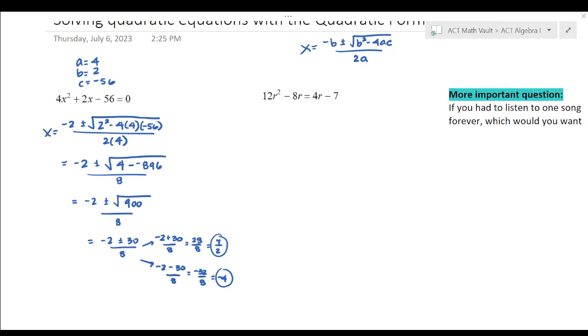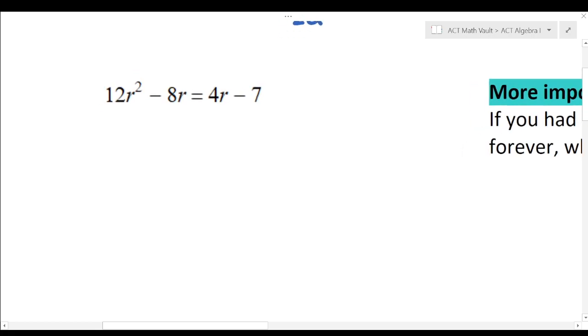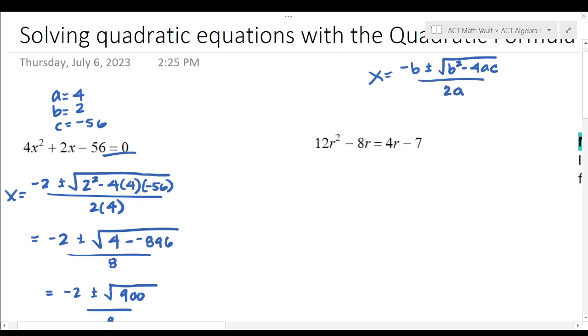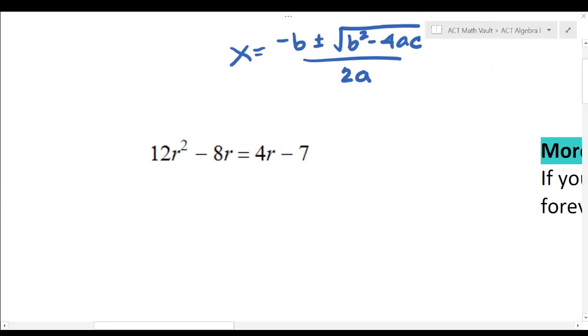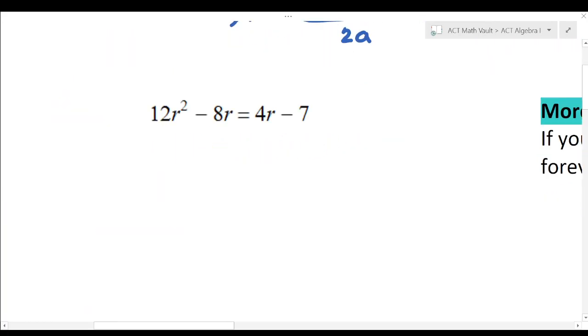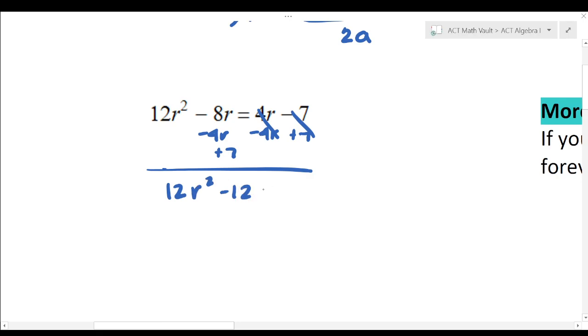The second problem here is a little more complicated. Not only does this equal 0, that set me up for success because my A, B, and C were all lined up. But in this case, we need to move some things around to get it into that standard form. So minus 4r, plus 7, everything goes on one side. 12r squared, and then this would be minus 12r plus 7 equals 0.